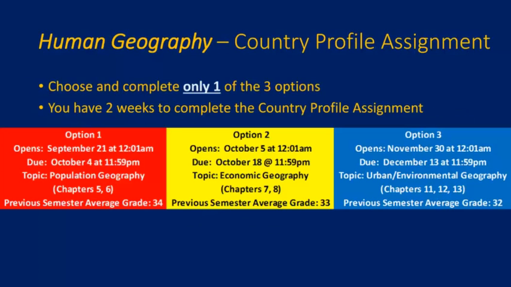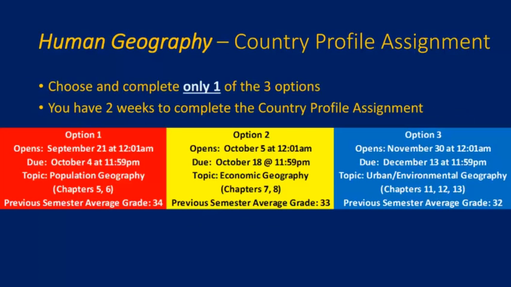So option 1. Option 1 opens September 21st at 12:01 a.m., and you'll find this in OnCourse on the Assignments tab on the left-hand side of OnCourse. These country profile assignments are the only assignment that is completed inside of OnCourse. Everything else is completed inside the e-textbook. Population geography will be the topic of option 1, which closes October 4th at 11:59 p.m. So you have two weeks to do all of these country profile assignments, and it covers chapters 5 and 6.